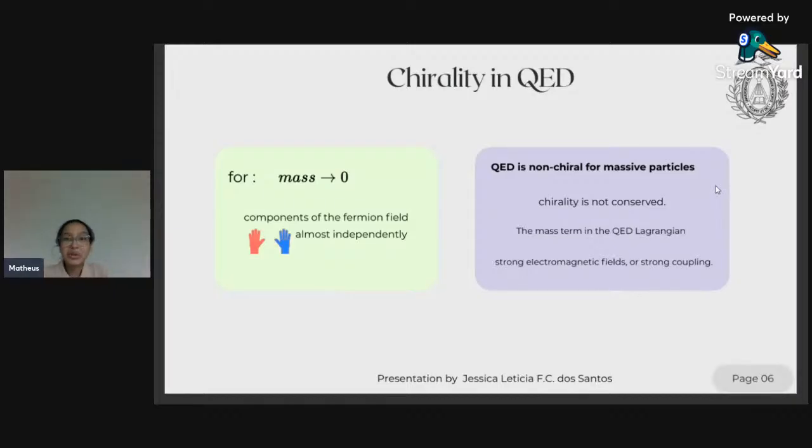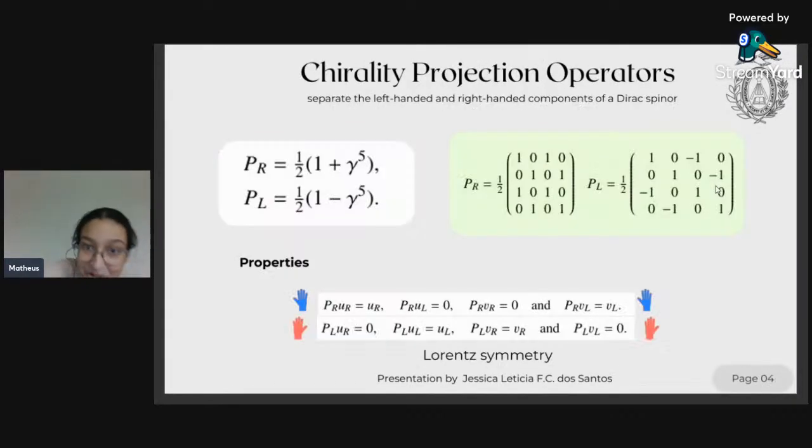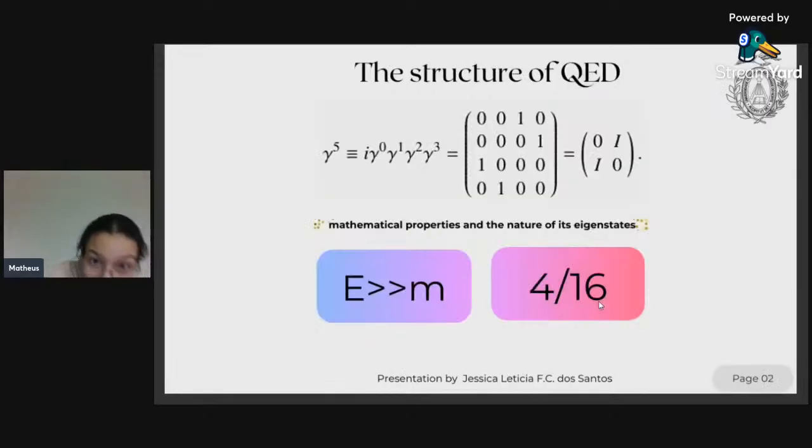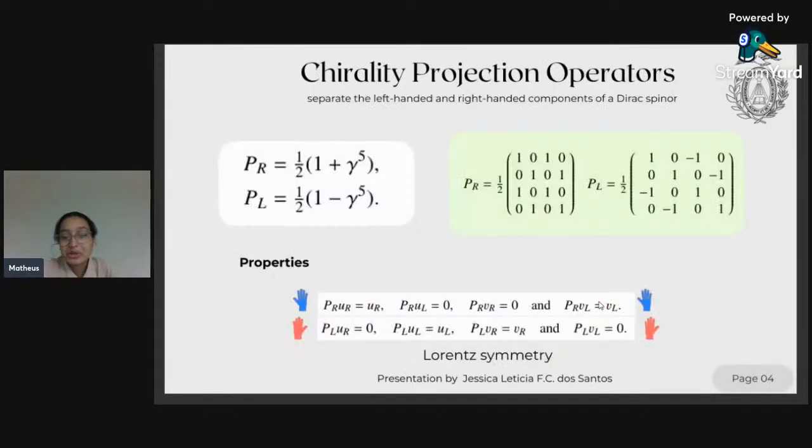I forgot to tell you, but I'll tell you now. This is the helicity operator. It's the projection of the spin onto the direction of the momentum, right? What I haven't told you is that when it's positive, we have right chirality, and when it's negative, we have left chirality. The particle is left chiral.